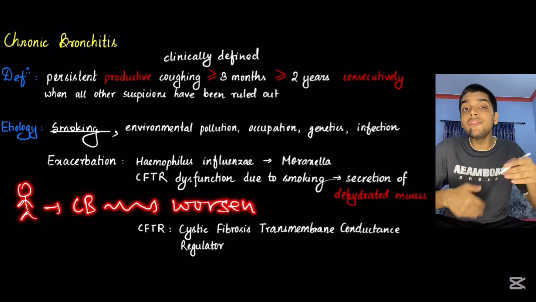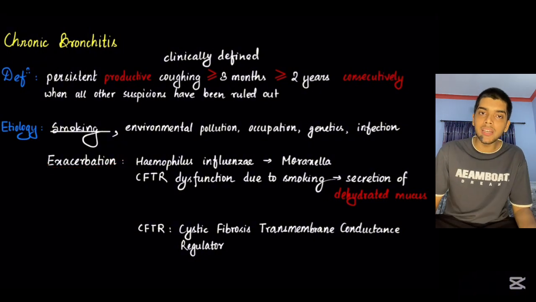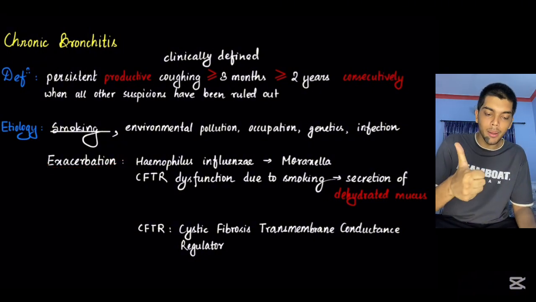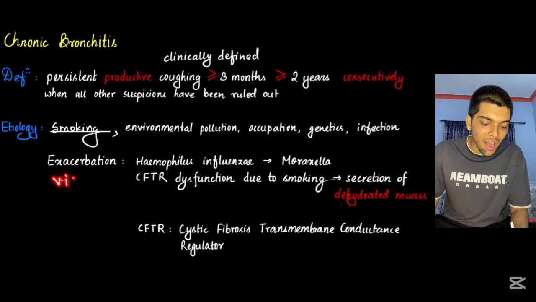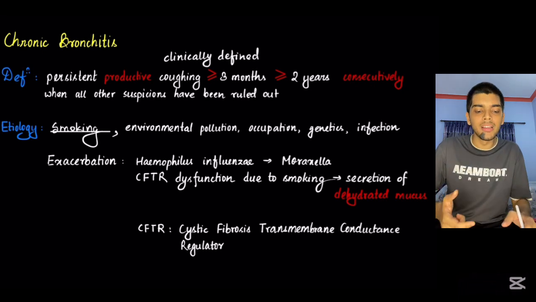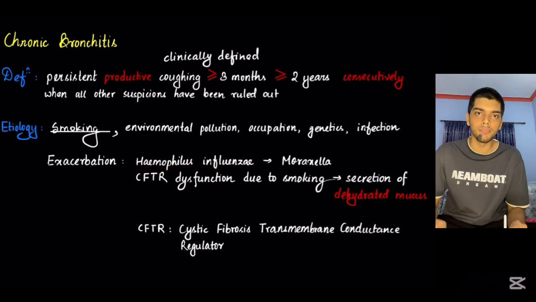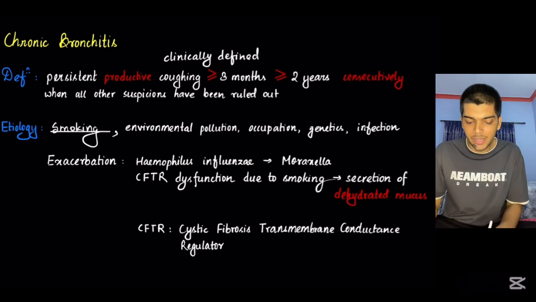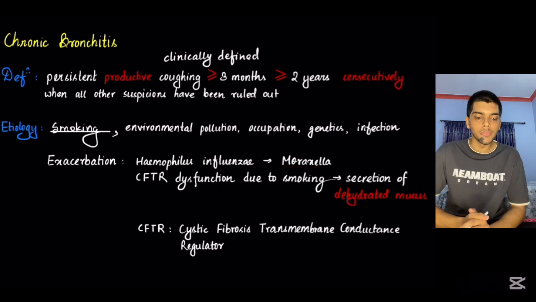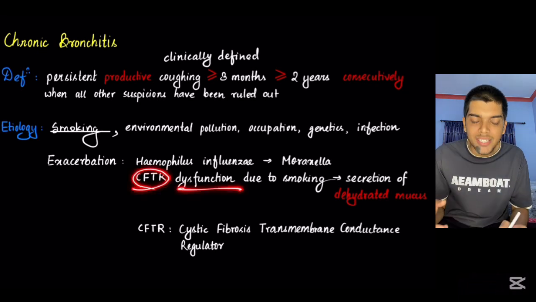This worsening of the condition is called exacerbation. Now, exacerbation can take place 2 ways. Number 1, via infection. And the infection that most commonly exacerbates chronic bronchitis is Haemophilus influenzae. Second most common is Moraxella. Another exacerbating factor is CFTR dysfunction.